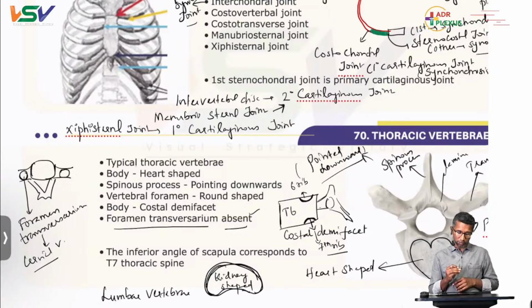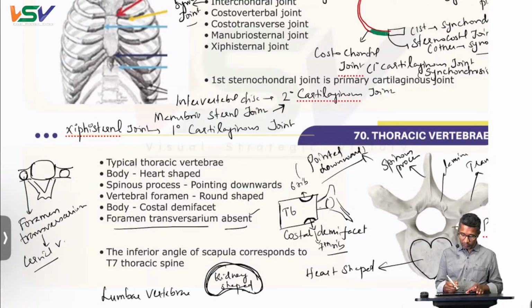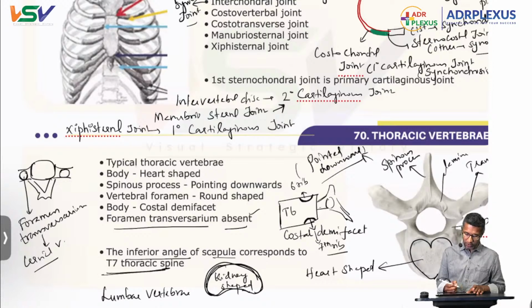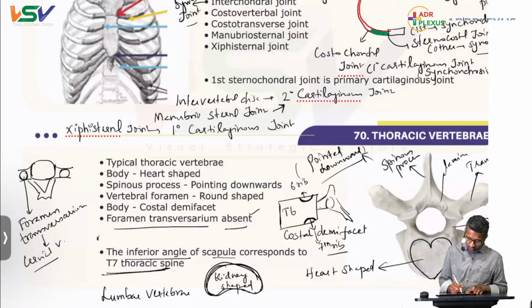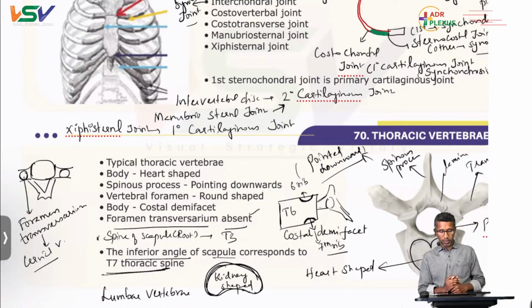So there are certain points based on which you can differentiate the vertebra. And this spinous process can act as a landmark for various levels. For example, the inferior angle of the scapula corresponds to the T7 thoracic spine. And the root of the spine of the scapula corresponds to the T3 spinous process level.